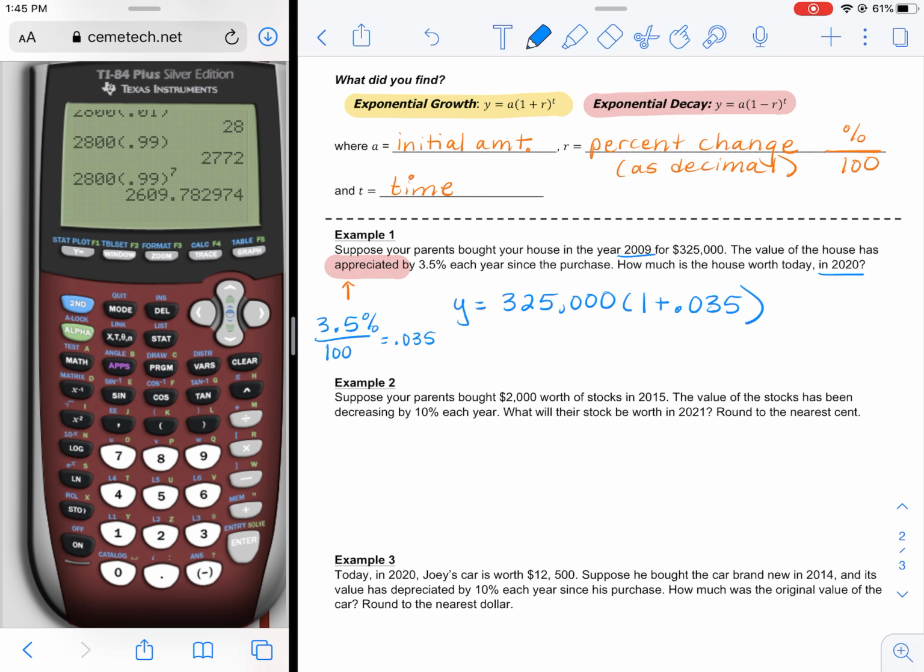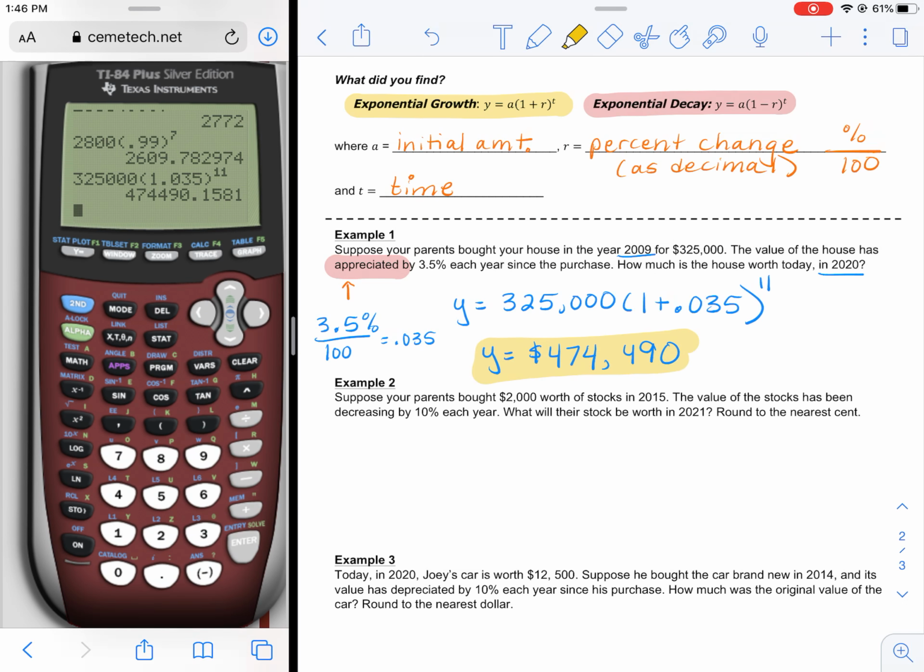So we know the value in 2009. We want to know the value 11 years later. So your exponent is 11. Then we can go ahead and put that directly in the calculator. The value in 11 years is predicted to be 474,490. We'll just round that to the nearest whole number. It doesn't say, so I'm going to say $474,490.